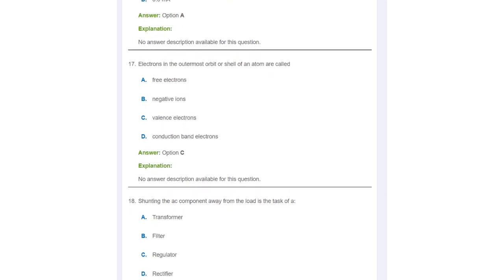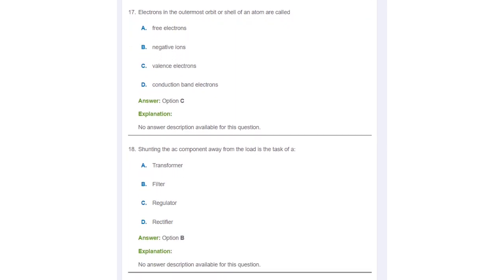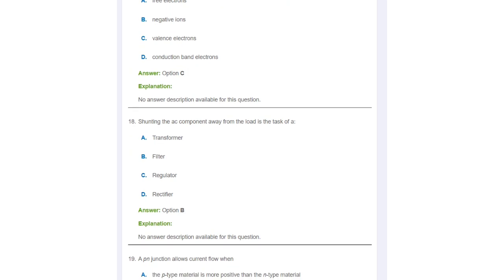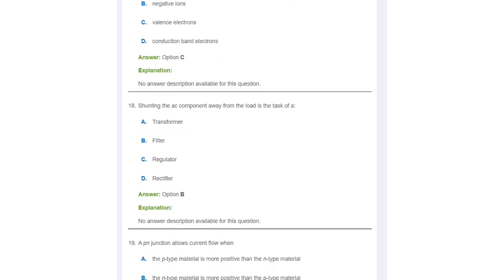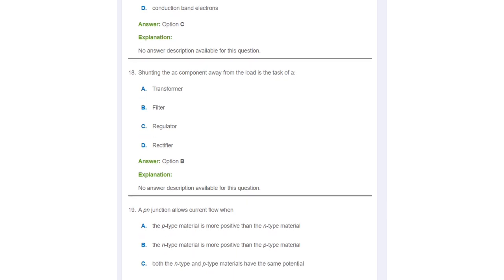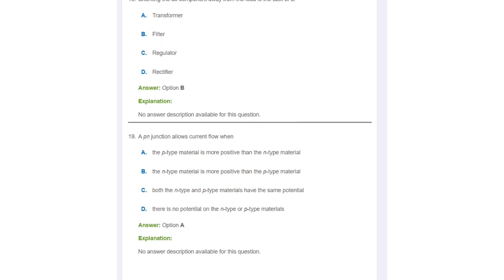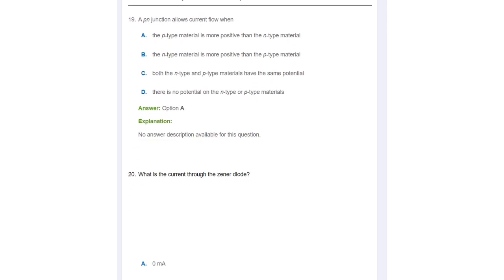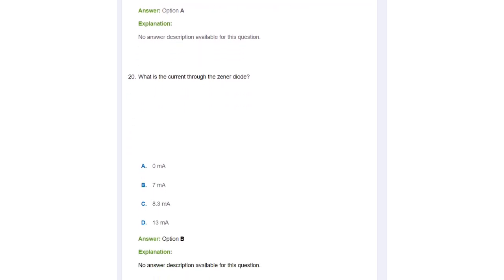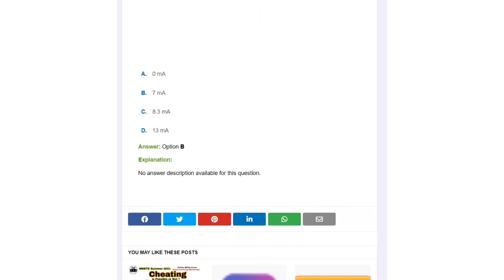Electrons in the outermost orbit or shell of an atom are called valence electrons, that is C. Shunting the AC component away from the load is the role of a filter, that is B is the answer. A PN junction allows current flow when the P-type material is more positive than the N-type material. What is the current through the Zener diode? It is 7 milliampere.